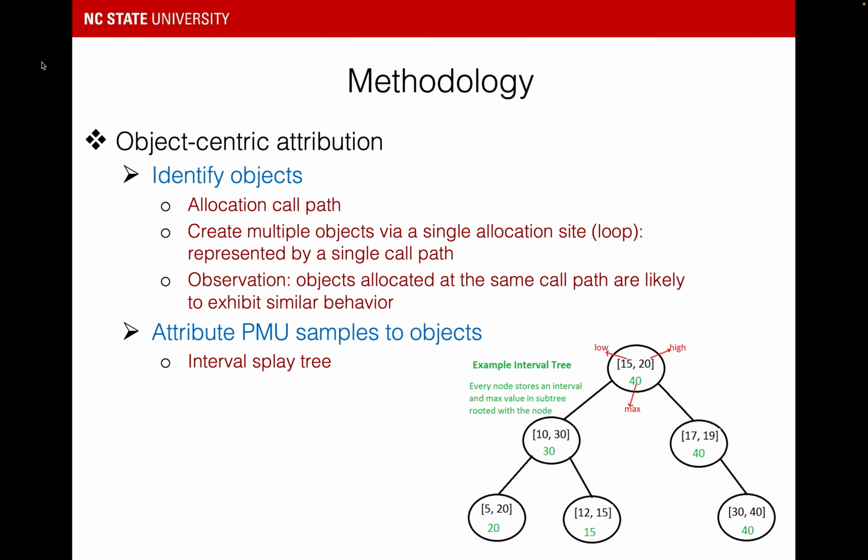On each PMU sample, DJXPerf uses the effective address presented by the PMU to look up the splay tree. The lookup operation returns the object whose memory range encloses the sampled address. DJXPerf then attributes this PMU metric to the object's allocation call path.